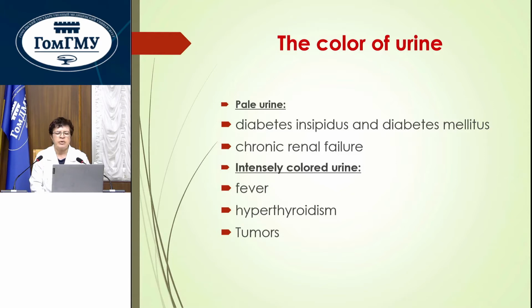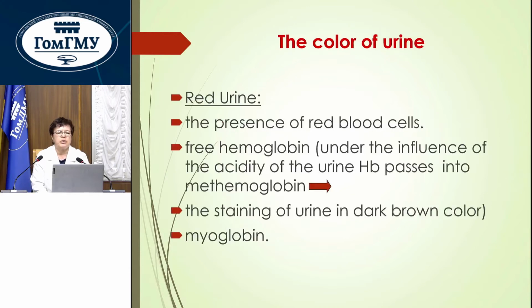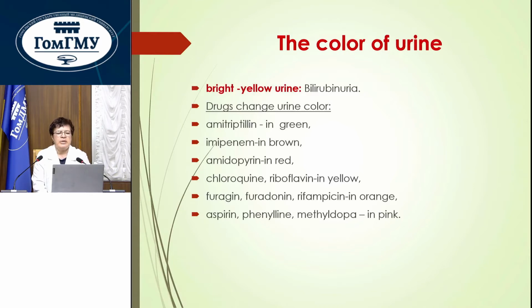Chronic renal failure: intensely colored urine, in fever. Hyperthyroidism, sometimes in tumors. Red urine: the presence of red blood cells. Free hemoglobin: under the influence of the acidity of the urine, hemoglobin passes into methemoglobin. The staining of urine is dark brown color, myoglobin. Bright yellow urine, for example, will be bilirubinuria.